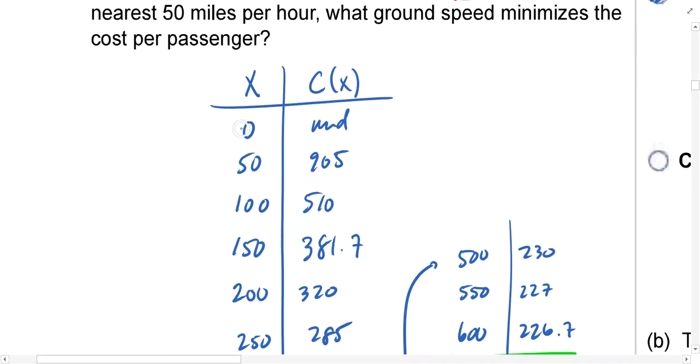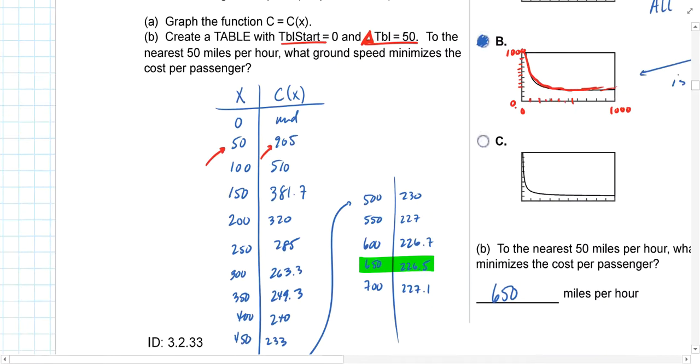So if I used an x value of 0 and plugged it into the equation, I would get an undefined result. We can't have a ground speed of 0 and still fly the plane. If that plane had a ground speed of just 50 miles an hour, it must have been facing a pretty terrible headwind. Well, when we plug 50 into the equation, we end up with $905 as a cost per passenger.